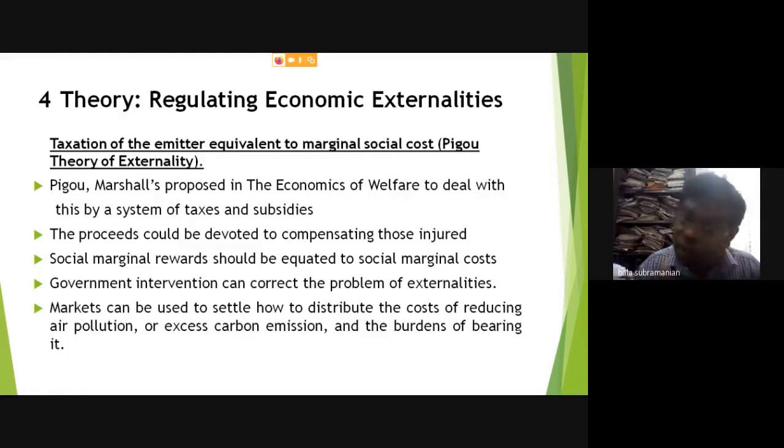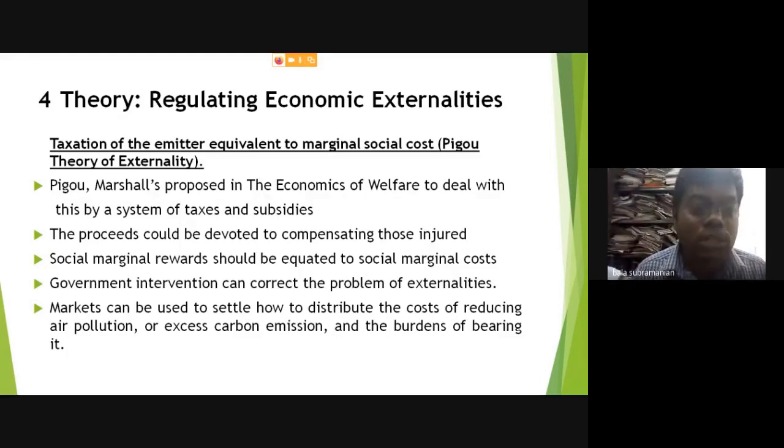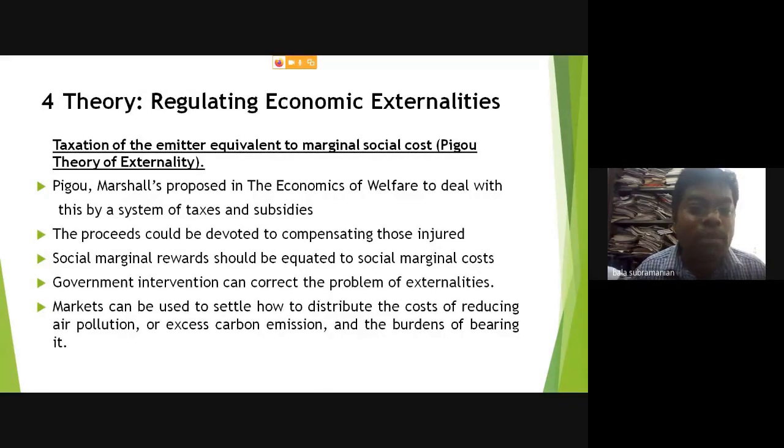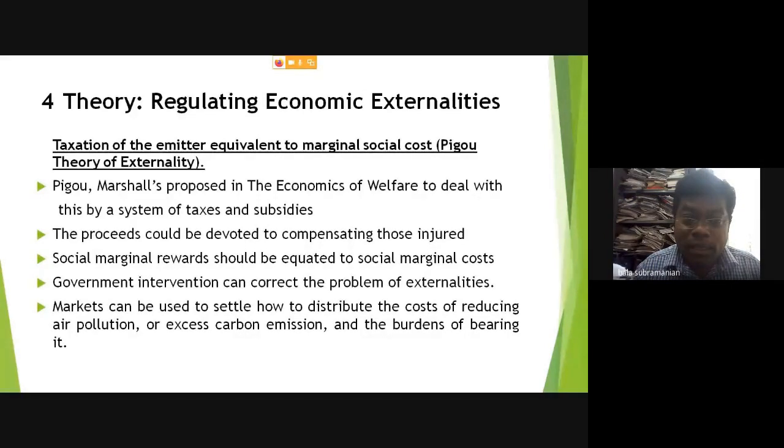It is not successful in the developing countries because there is no coordination, because the developing countries' institutional setup is different from the developed countries, where they have already implemented the Pigou tax. The second argument is that the proceeds would be devoted to compensating those injured. For example, A is producing goods and services, and B is being affected by them. So A can compensate, and B should agree to the compensation. Those people who are injured should get some compensation from the people who benefit. These are some very basic theoretical things.